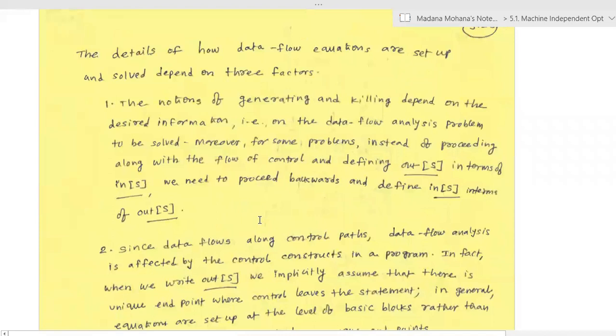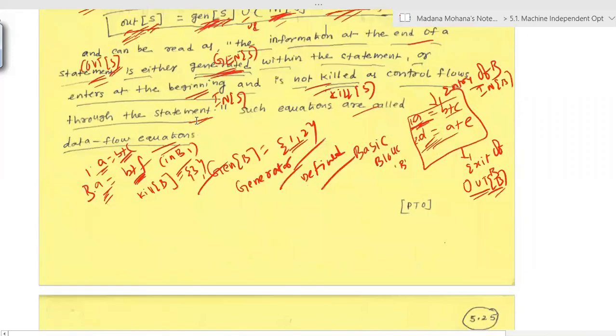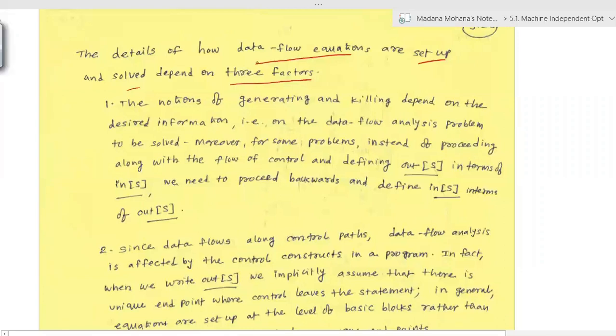Now the details of how data flow equations are set up and solved depend on the following three factors. How to set up data flow equations in the above form, and then how to solve them to find out the value every time. If you want to find out the out value, then you need to find the in value. Gen and kill we get directly. Then the in value we have to find, which we will see while solving data flow equations. But how to set up and solve depends on the three following factors.